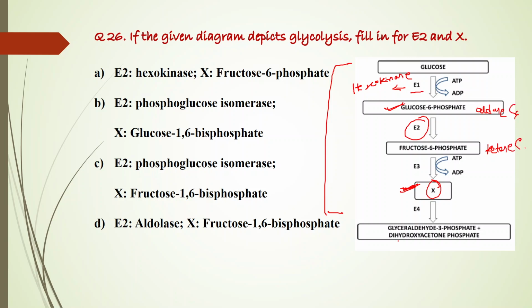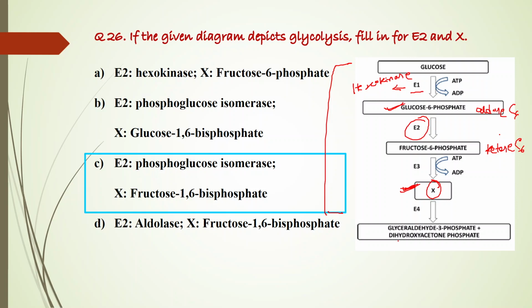This is also C6, this is also C6. No other change has been occurring. So what type of reaction is going on in this case? That should be an isomerase reaction, because you are transforming an aldose to a ketose, basically two isomers. So E2 is nothing but your phosphoglucose isomerase. What do you have here? A phosphate that is attached with glucose, so it will be termed as phosphoglucose, and that has been isomerized to fructose. So the enzyme is phosphoglucose isomerase. Okay, so we have identified E2.